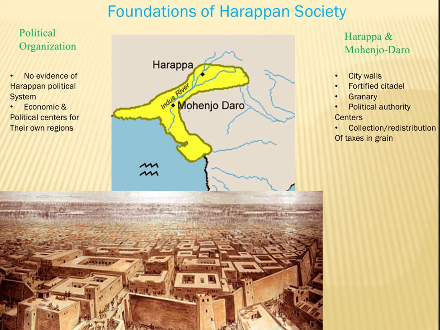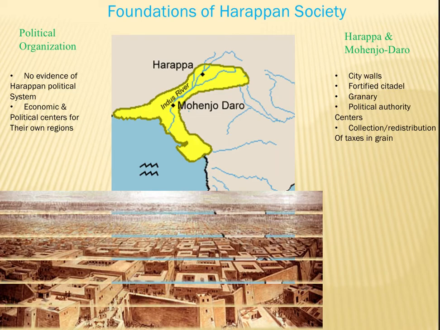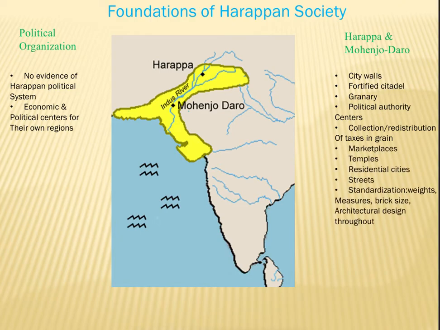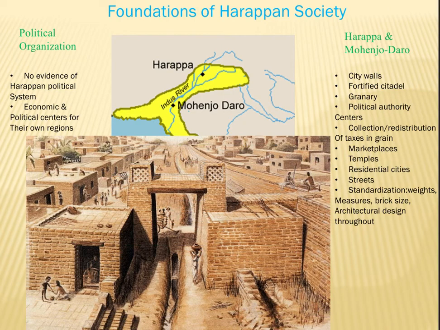Another thing that they found was granaries, and the granary is pretty much what they used in order to pay taxes: the collection and redistribution of taxes in grain. So you would pay your taxes in grain, they'd store it in the granary, and that's pretty much how the people would live. Other things that they found in Harappa and Mohenjo-Daro were marketplaces, temples, residential areas, and streets.